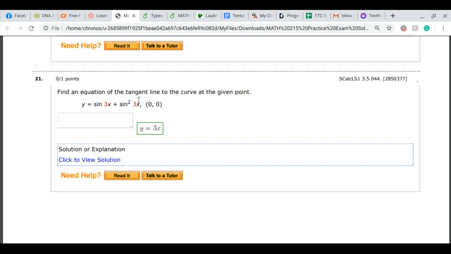Its value at 0, of course, is 0. Sine of 0 is 0. Sine squared of 0 is also 0. So by the point-slope formula, y minus 0 equals 3 times (x minus 0). Distribute that 3, and we get y is equal to 3x.